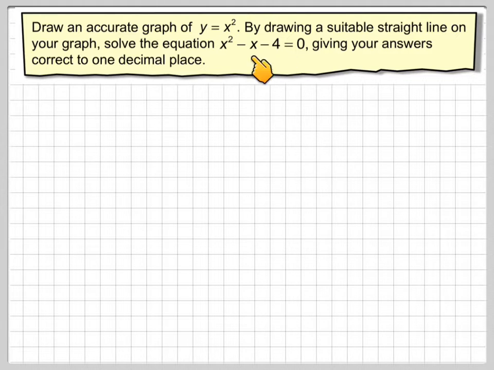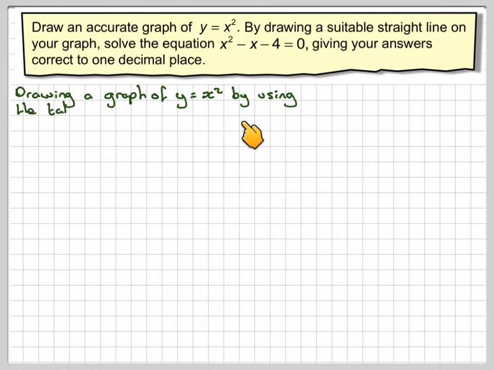Now we know we could solve this using the formula, but quite often in IGCSE you're asked to draw a graph and then use that to solve a quadratic equation. So let's have a look at the method. So, drawing a graph of y is equal to x squared by using a table.